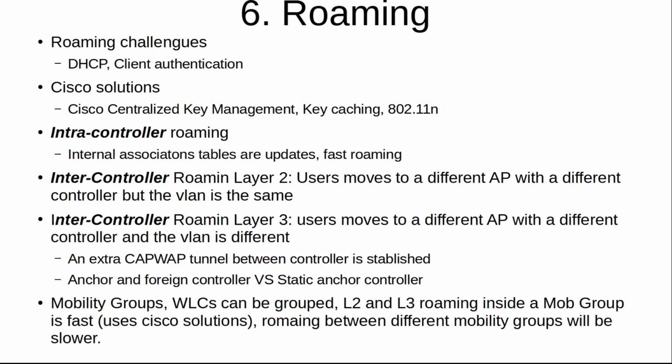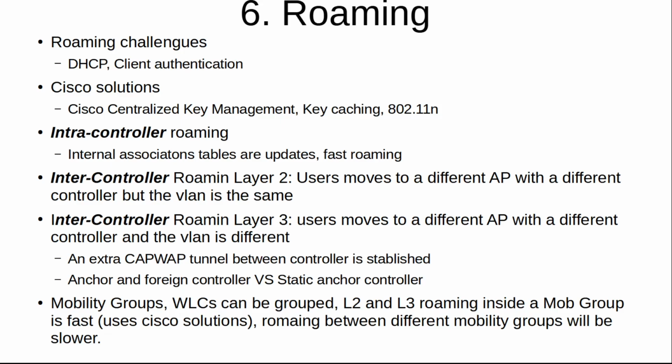Remember that when your user is moving across your network, it can move through access points that belong to the same controller or to different controllers. If you move through access points that belong to the same controller, that is known as intra-controller roaming. And if you're moving through access points that belong to different controllers, you will be doing an inter-controller roaming.